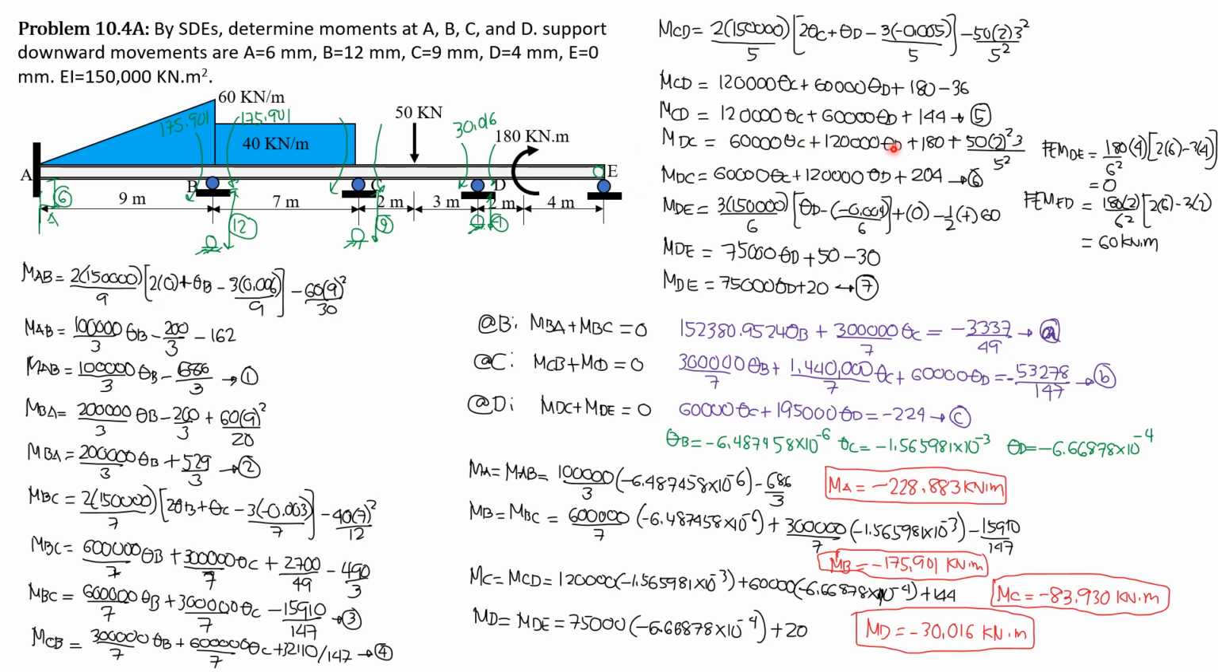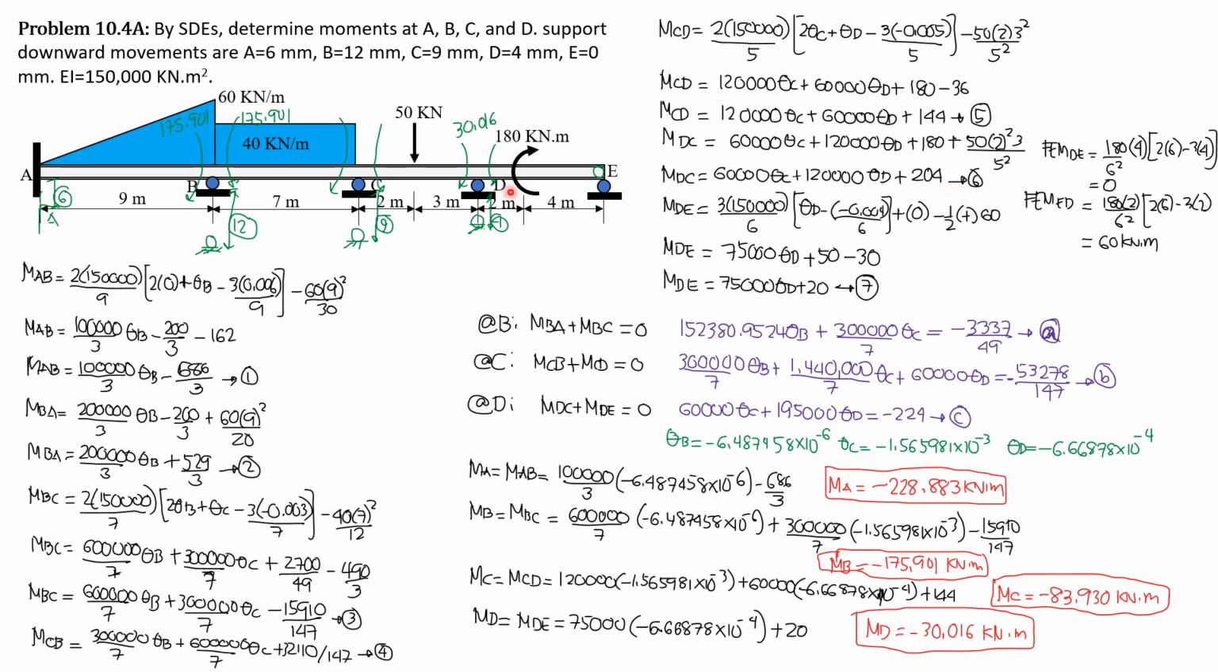Moment DC: interchange coefficient, 60,000 theta C plus 120,000 theta D, side sway moment 180, which remains the same. Then the fixed moment due to the load is positive this time, 50, interchange the squared quantity, so 2 square times 3 over 5 square, or P B A square over L square. So moment DC is 60,000 theta C plus 120,000 theta D plus 204. Call that equation 6.